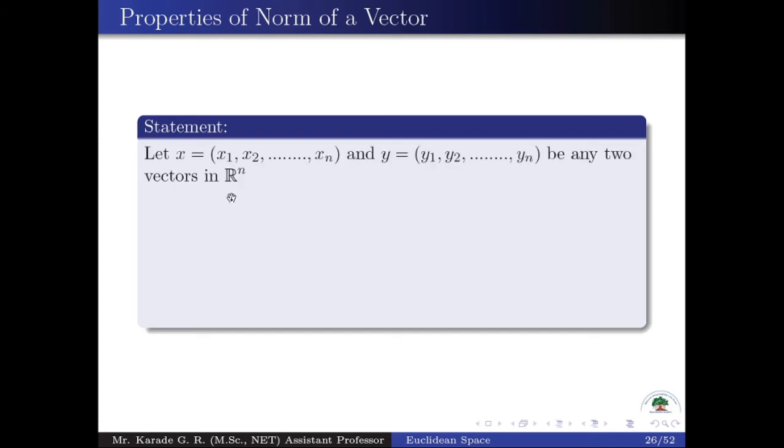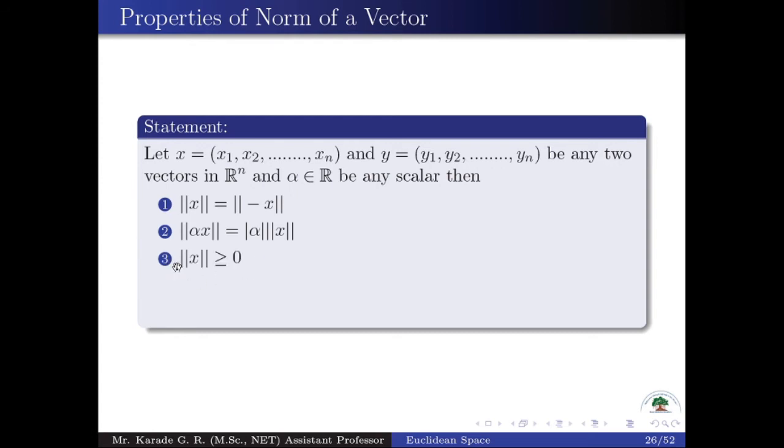So let us state the statement. Let x = (x1, x2, ..., xn) and y = (y1, y2, ..., yn) be any two vectors in Rn, and alpha belonging to R be any scalar. Then the first property is that the norm of vector x is equal to the norm of vector -x. Geometrically this property says that the norm of a vector, or length of a vector, and the length of its negative vector are the same. Now the second property is that the norm of vector alpha x is the same as the modulus of alpha times the norm of vector x.